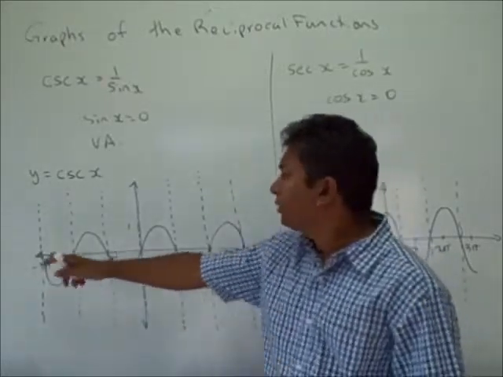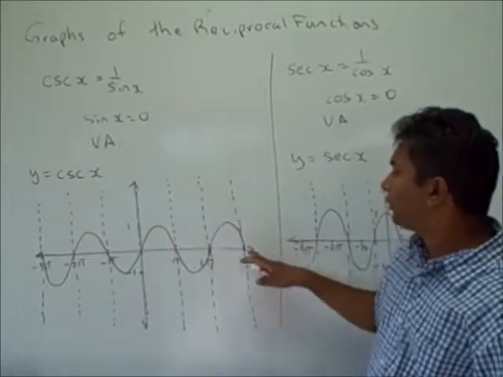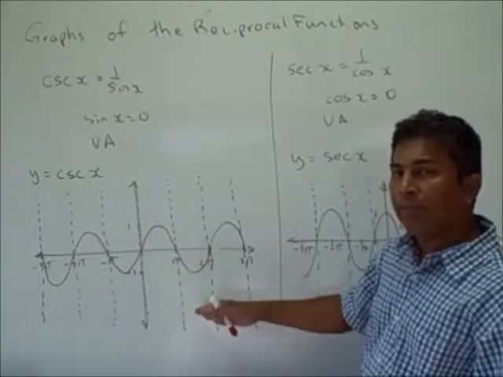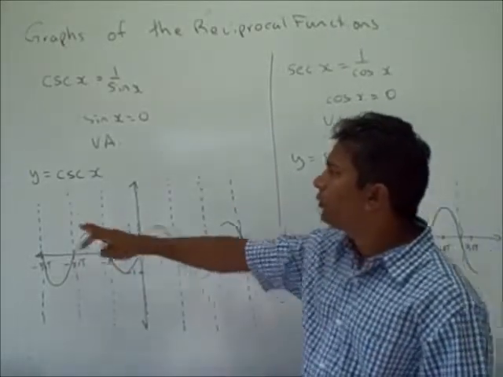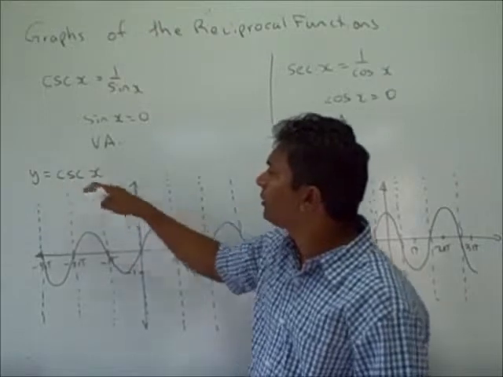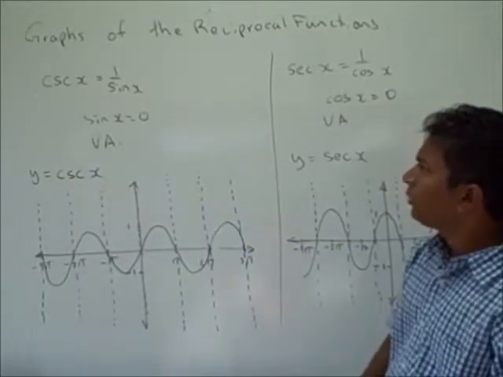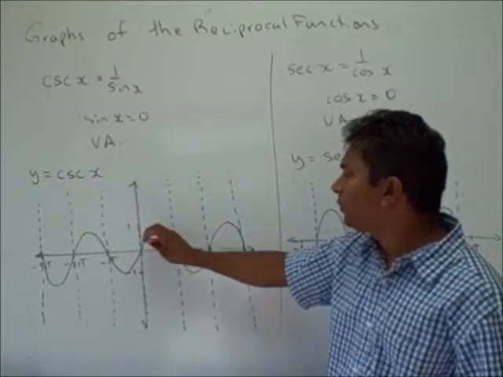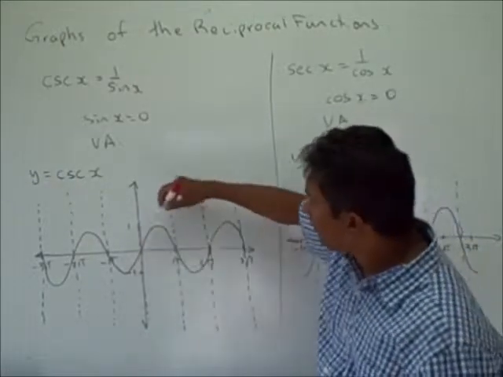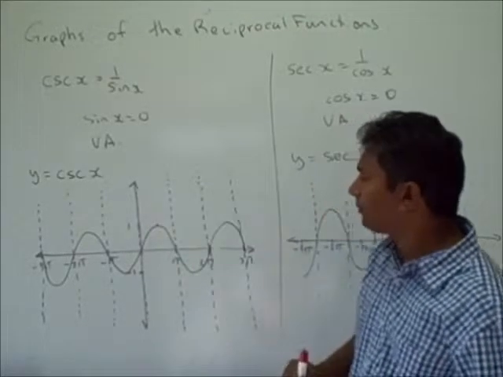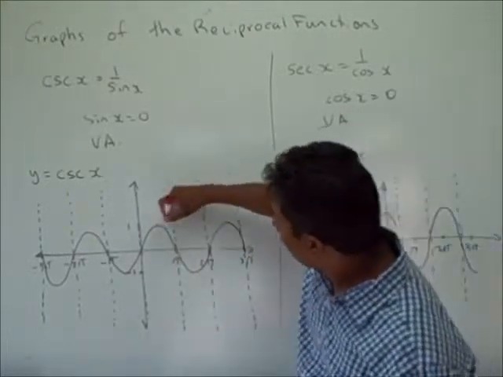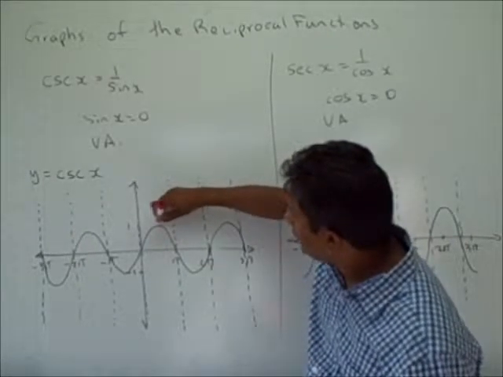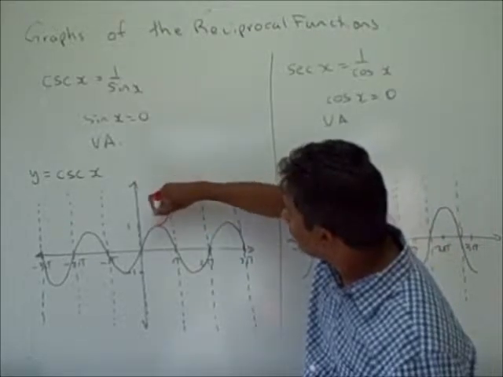So here we have our basic sine function. Wherever our sine is equal to 0, we have a vertical asymptote on our cosecant function. When we graph our cosecant function, it will be the reciprocal of our sine function. So here, when sine is equal to 1, the reciprocal of 1 will be 1. And here, as the sine gets smaller, the cosecant will get larger. So we have our cosecant function looking in this direction.